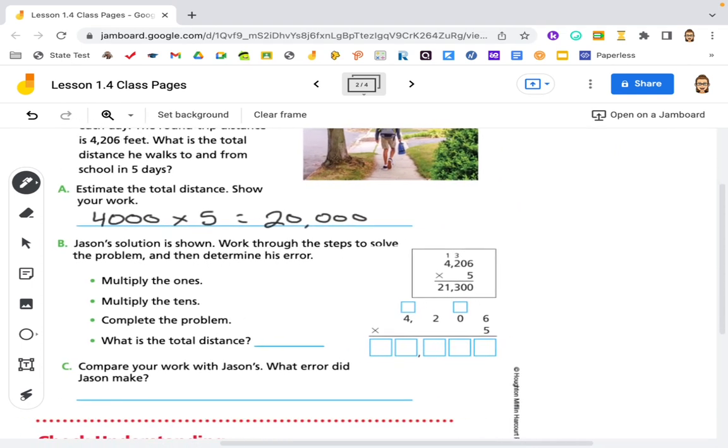So it says, Jason's solution is shown. Work through the steps to solve the problem and determine his error. So I'm going to start by multiplying the ones. So we do 6 times 5 is 30. Then I'm going to do 5 times 0 is 0 plus 3. 5 times 2 is 10. 5 times 4 is 20. Plus 1 is 21.